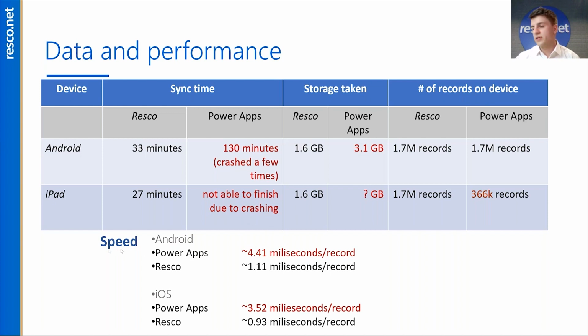Okay, and just one note about the speed. At Resco, we like to measure the download performance in milliseconds per record, and the standard for Resco is that we try to keep it at 1 millisecond per record. But what we saw at Power Apps was again 4 times as much. So compared to what we are used to in our application, this is considered a very slow download.